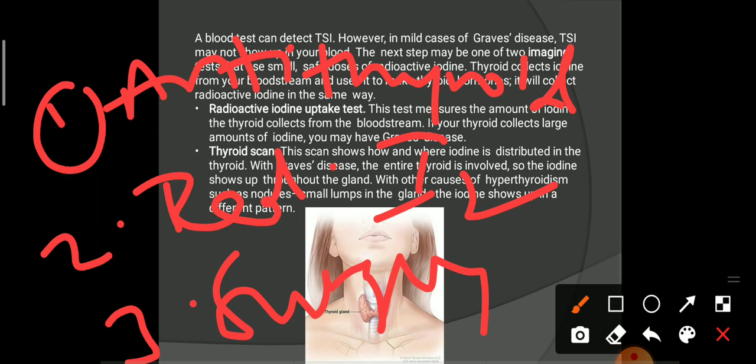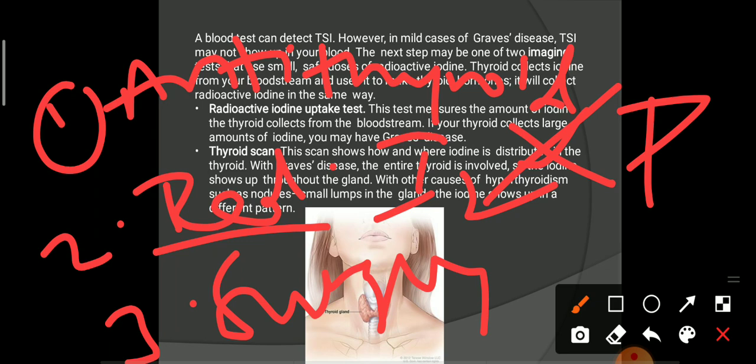Now number two, radioactive iodine. What does it do? It destroys the thyroid cells and reduces the mass of functioning thyroid tissue. But radioactive iodine is not indicated in pregnant people. It is only indicated in people who are above 40 years of age.